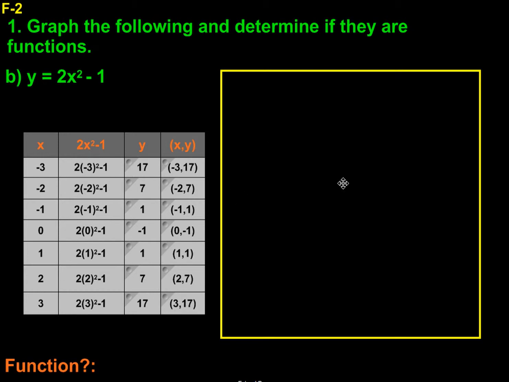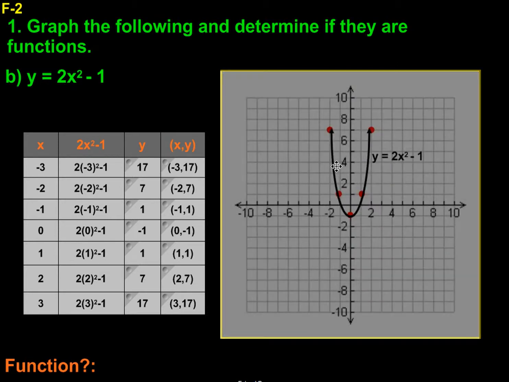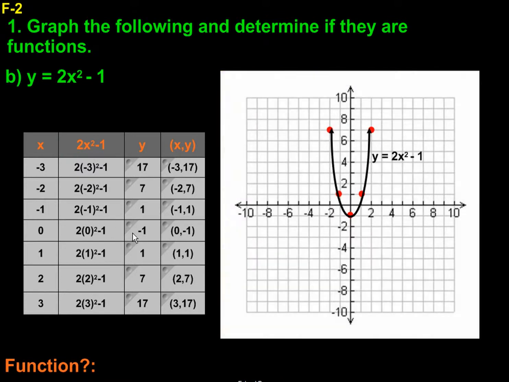Okay, now I need to plot these, at least some of these, on a graph and determine what kind of line it creates, and then I can determine whether or not it's a function. So I started by plotting 0, -1, which I put right here, and then I plotted -1, 1, and then I plotted 1, 1, which put them right alongside of each other, and then up here I plotted -2, 7, and then positive 2, 7 over on this side. Connected those, and I got this curved line.